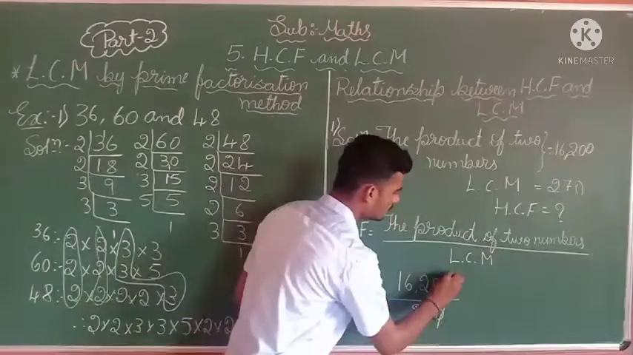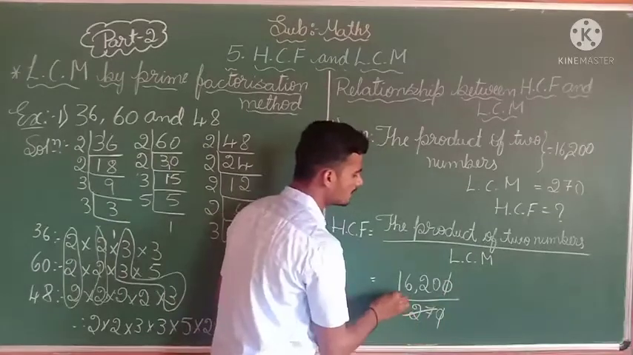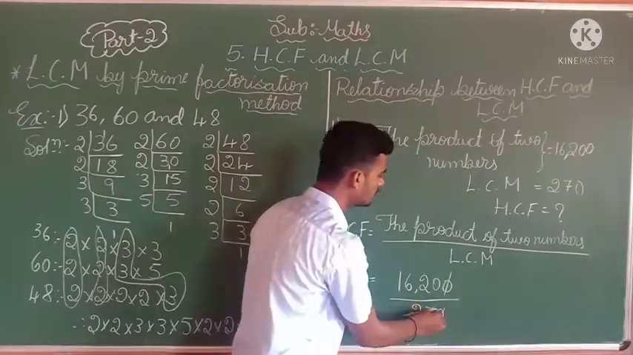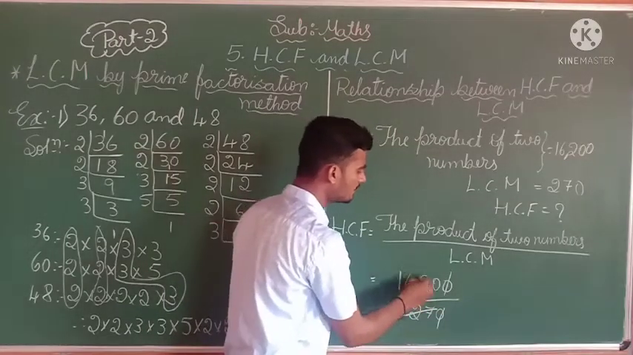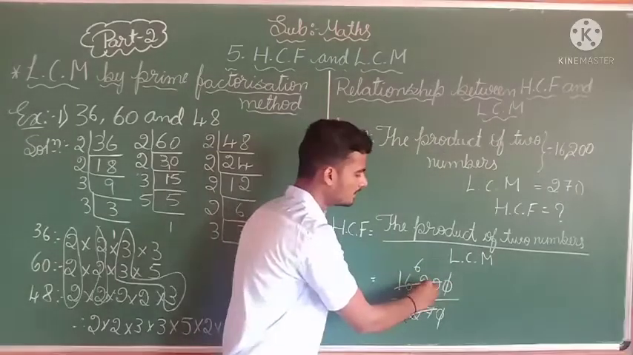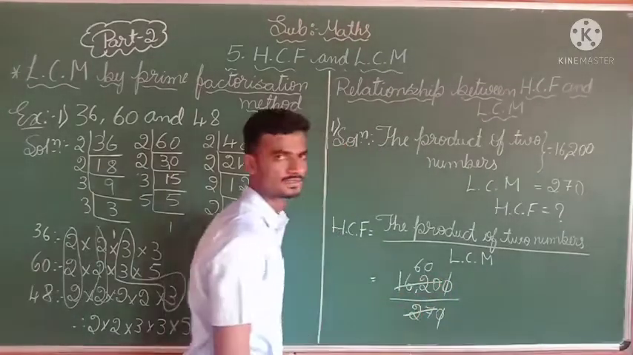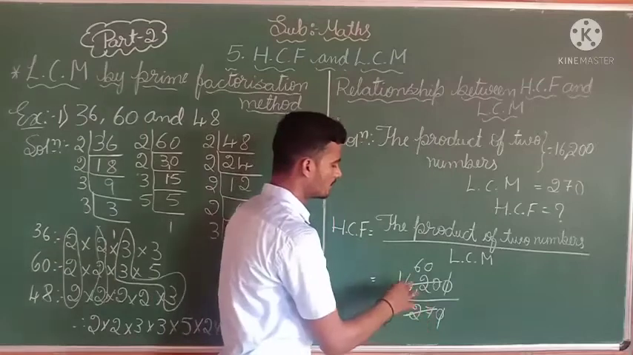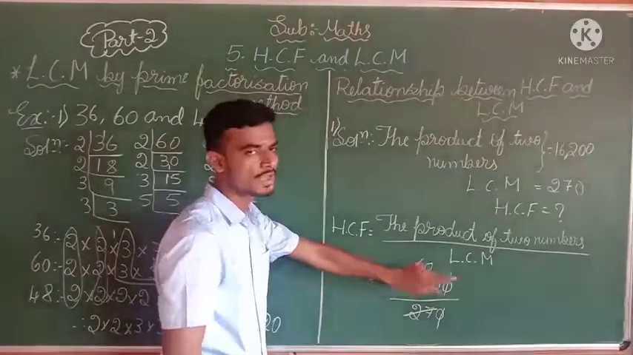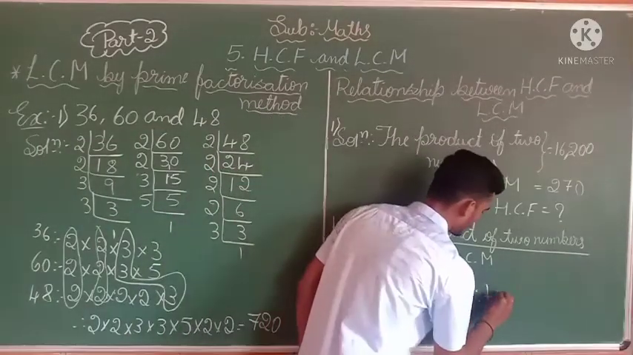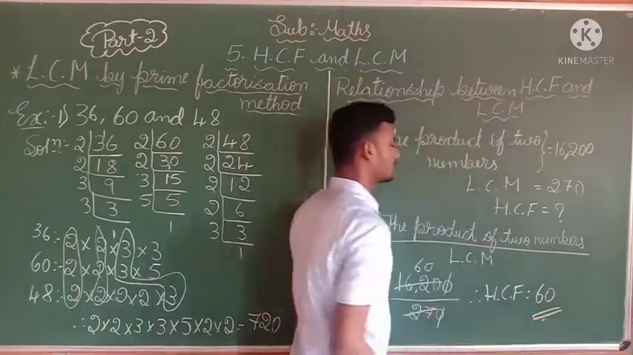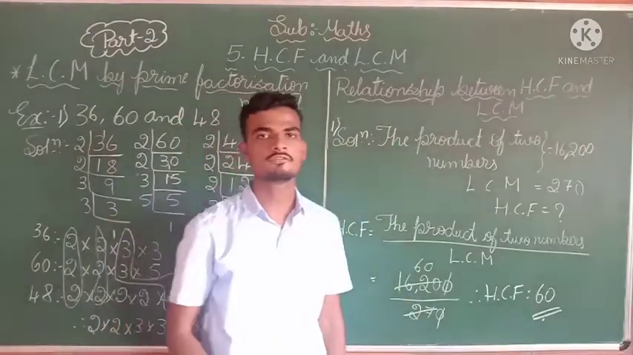You cancel this 0 here. Then how much is 27 times what gives 162? That you want to see. 27 times 6 you will get 162. Then here is a 0, so you keep the 0 as it is. Now HCF is equal to 60. In this way you want to find the solution for a given problem.